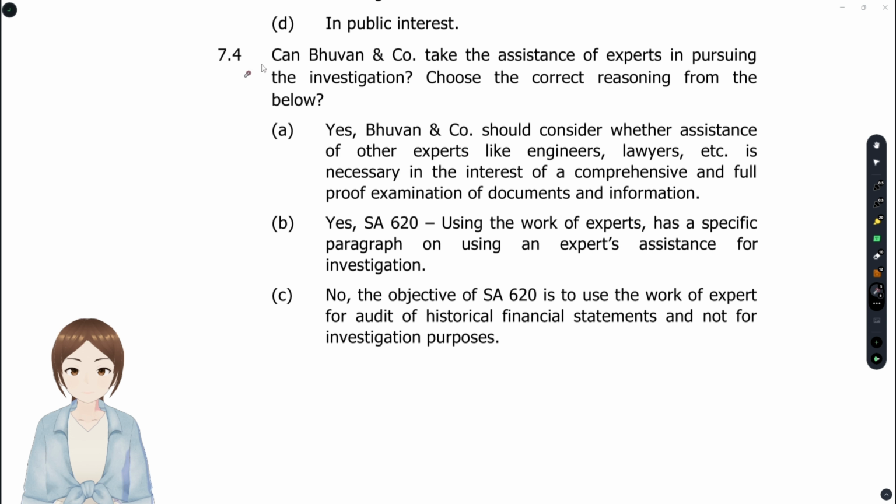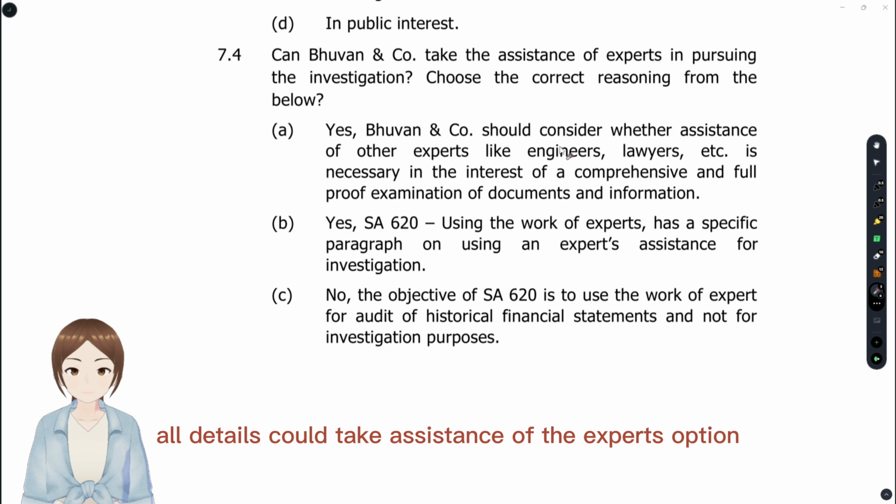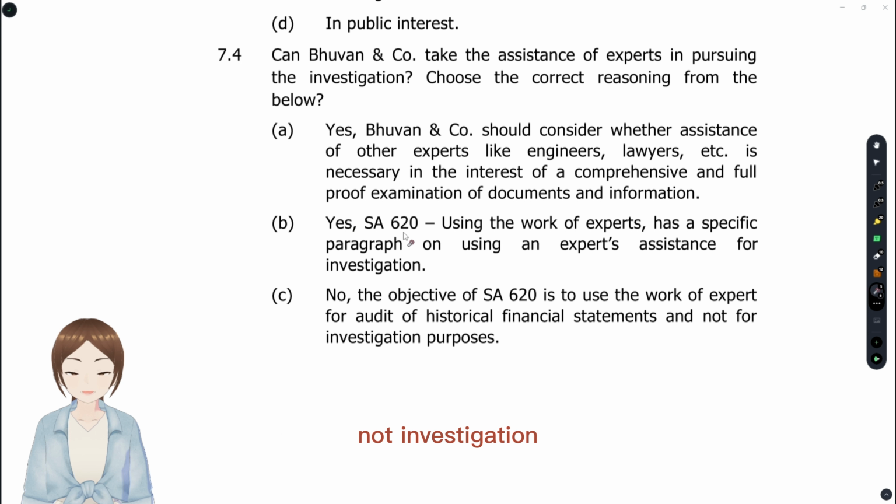Can the company take the assistance of experts? Yes, the auditors can take experts, like engineers, lawyers, etc., for a comprehensive and foolproof examination of documents and information. Yes, auditors can take the assistance of experts. Option A is the most appropriate answer. Here in an option, they have said that in SA 620 there is a separate paragraph for using experts' assistance for investigation. No, SA 620 deals only with the audit of financial statements, not investigation.